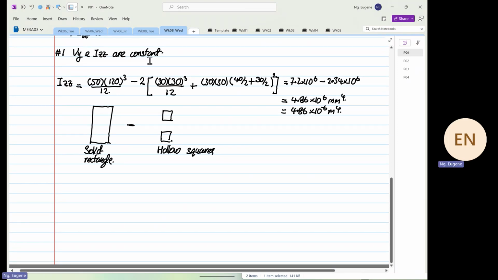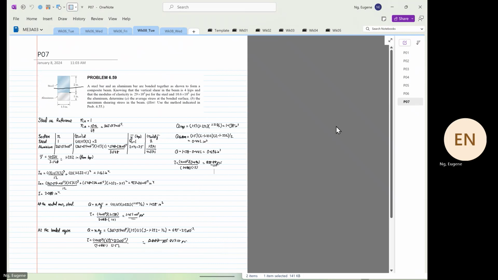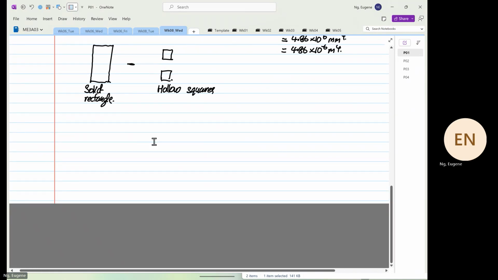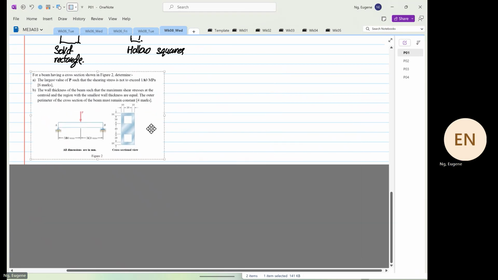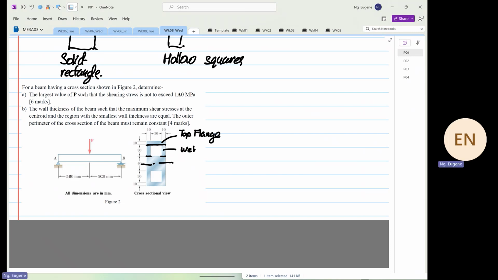Okay. So we determined Qz yesterday, but this was quite chaotic. I will do it again today. So we are going to determine our Qz. I'm going to turn this down. Okay, I'm going to divide this into sections like this. And this is our centroid. So over here, I would like to label this as our top flange. Then we have our webs. And then I'll call this our lower flange.